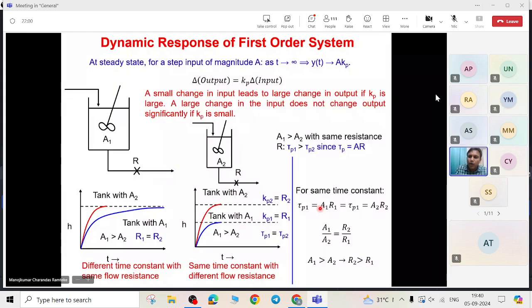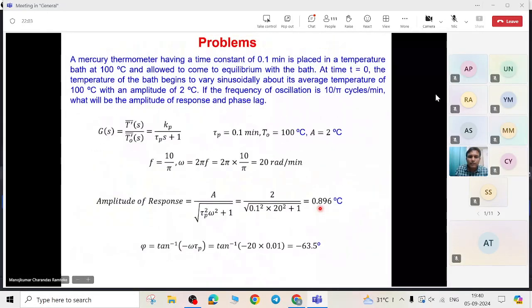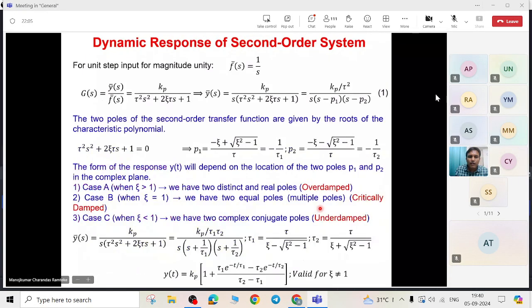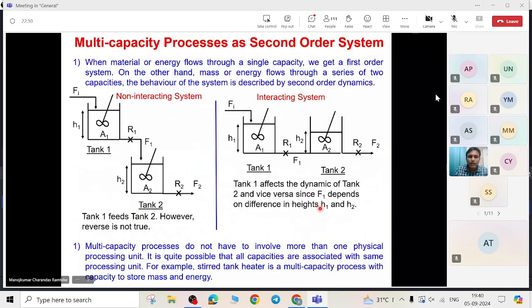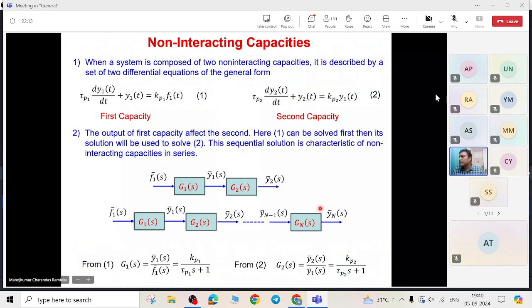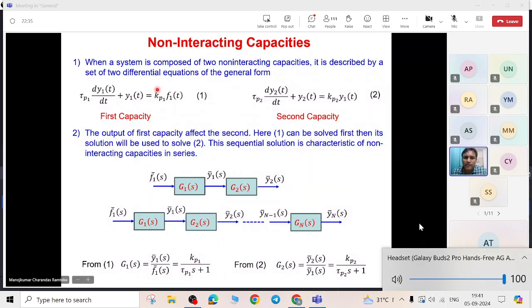Go back. Okay. This is a system where there are two capacitors, with time constant Tau P1.